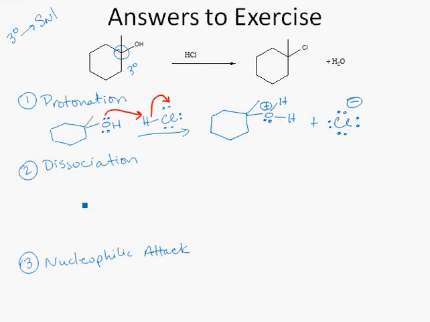In the dissociation step, it only involves the alkoxonium ion falling apart. So I'm not going to draw the chloride ion at all, just know it's there hanging out. So in this step, the CO bond breaks and those electrons that were in the bond go onto the oxygen.